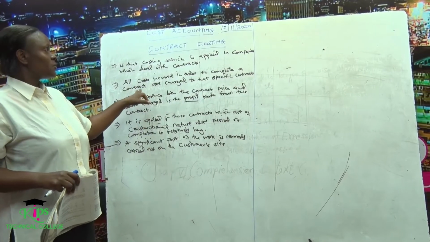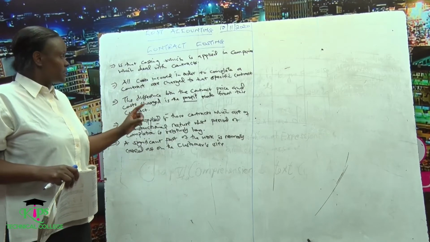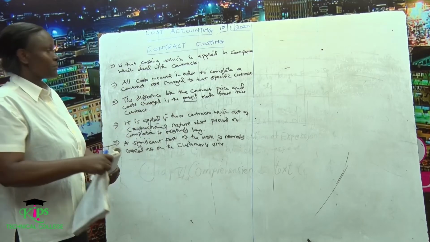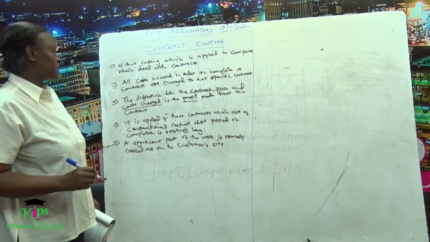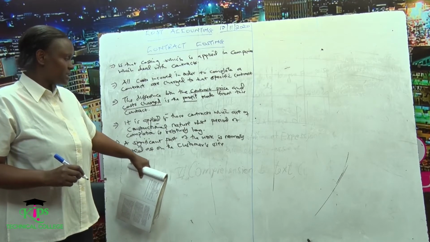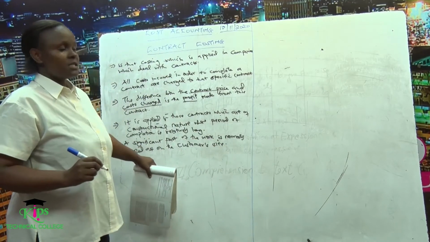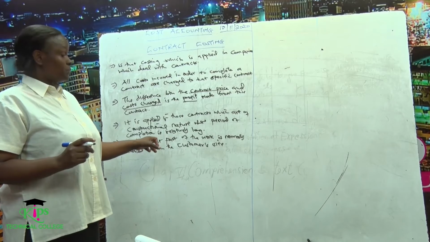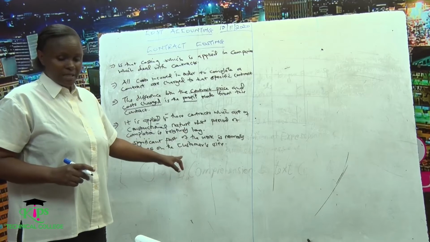The difference between the contract price, the price which you have agreed, and the cost charged is the profit made from that contract. So there is a significant part of the work which is normally carried out on the customer side. As the contractee, you must make sure that the work is divided so that a significant part of the work is normally carried out on the customer's side.